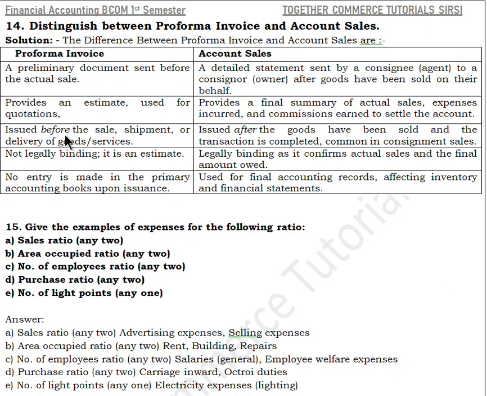Then the third difference is that a proforma invoice is issued before the sale or shipment or delivery of the goods and service, whereas account sales is issued after the goods have been sold. Then a proforma invoice is not legally binding. It is just an estimate. Whereas account sales is a legally binding document. It confirms that the sale has happened. Then for a proforma invoice, no entry is made in the primary accounting books, whereas for account sales, a proper entry is made in the financial record. So these are the five differences between proforma invoice and account sales.